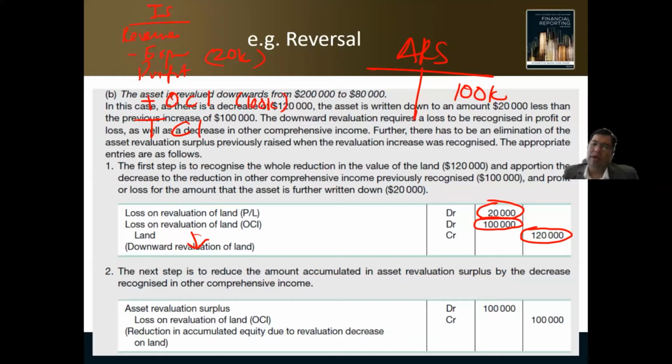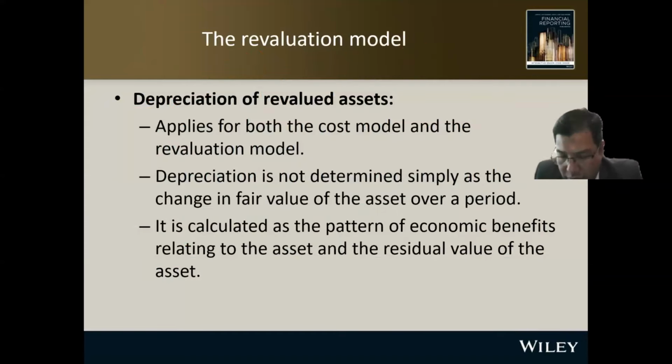And then you're going to reverse back your loss. You're going to offset with your ARS here. I'm going to offset here 100,000. So I'm going to debit my ARS account 100,000. So my balance of asset revaluation surplus now is 0. So loss on revaluation of land is going to be 100,000. Loss on revaluation 100,000. So this is the process when we deal with revaluation and also reversal.